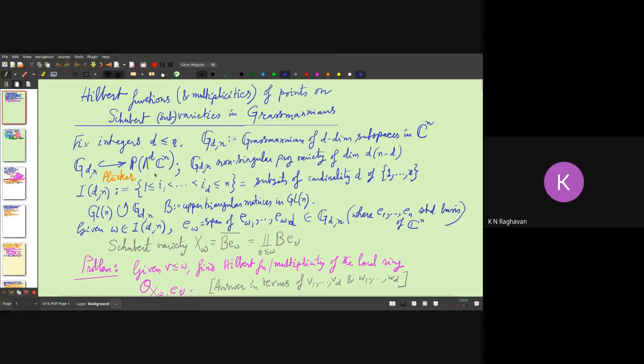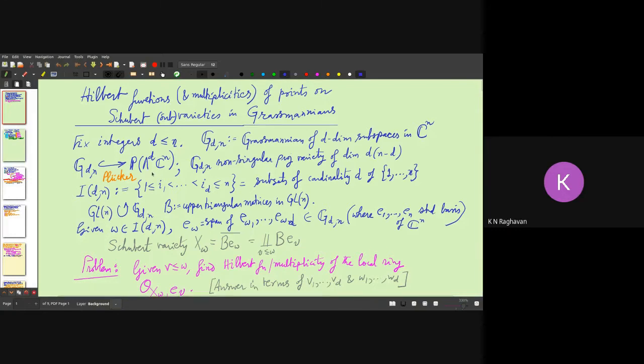Okay, and as we saw last time, G_{d,n} has an embedding in the projective space of the n choose d dimensional vector space. So this projective space will be one less dimensional: n choose d minus one. That was the Plucker embedding. Just briefly to recall how it is done, in order to specify a d-dimensional subspace in C^n, you can do so by specifying a set of basis vectors for this d-dimensional subspace. That you can think of as an n cross d matrix of full rank, where each column represents one basis element, and there are d columns.